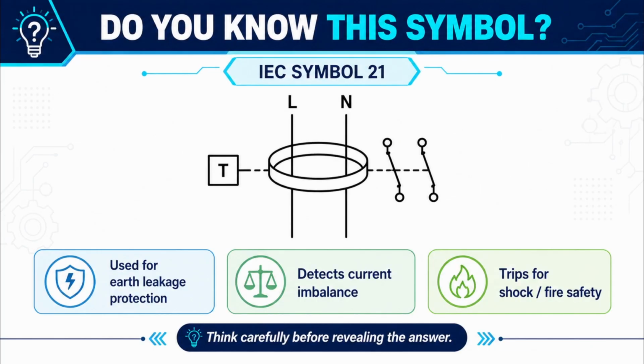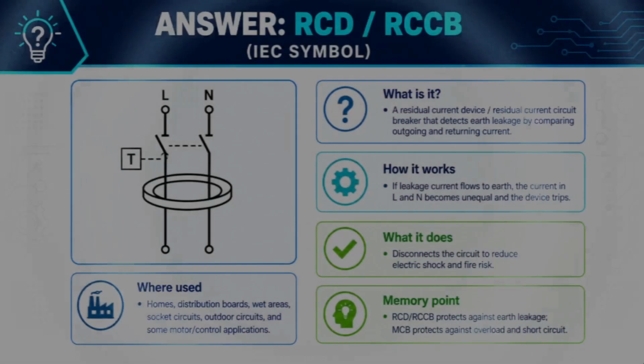Do you know what this electrical symbol represents? Here are some clues. It detects current imbalance, provides earth leakage protection, and helps protect against electric shock. Can you guess the answer? The answer is an RCD or RCCB.